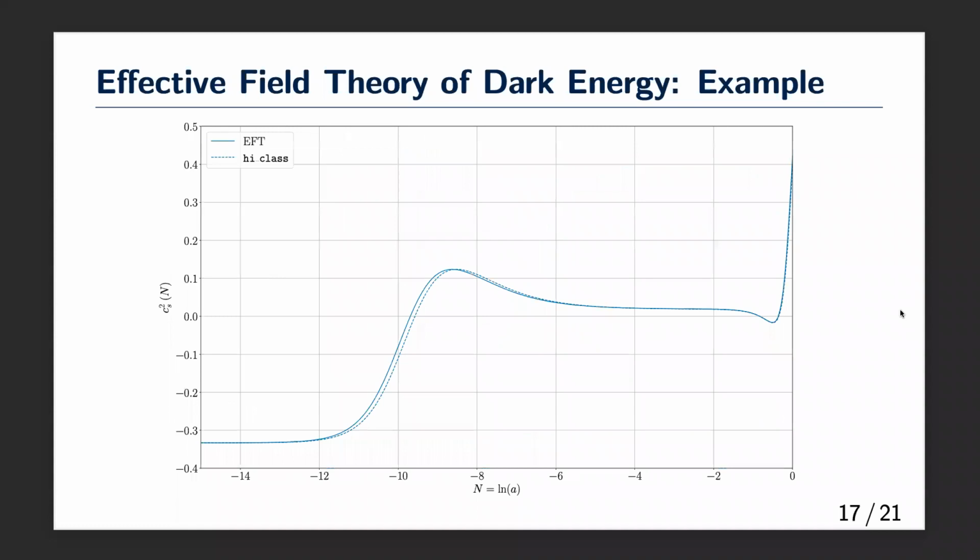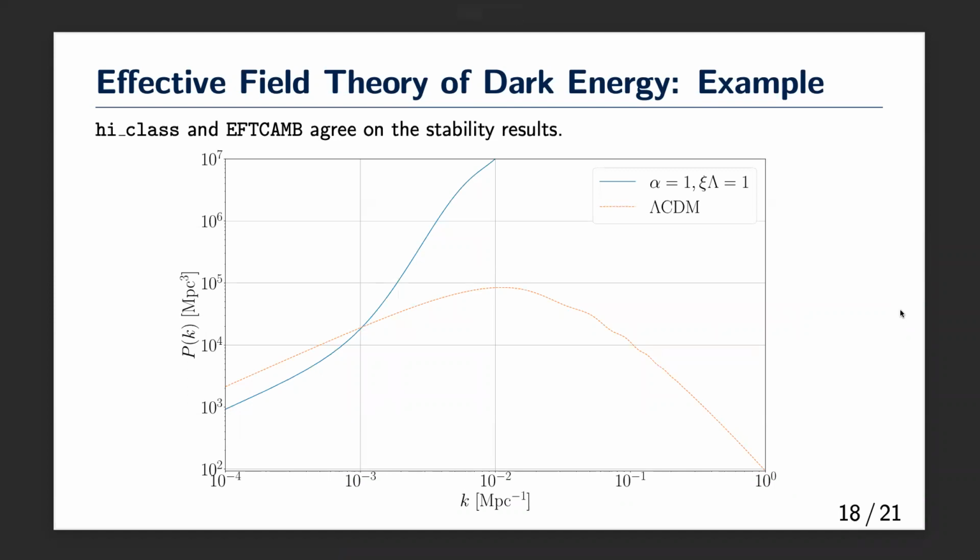But then what we also have to check again are the perturbations. So for instance, here we have the c_s squared, the velocity of the scalar perturbations. If you know something about modified gravity, you know that since we have some negative values here and also at late times, this means that we will find some instabilities. And indeed, if we check our results for the matter power spectrum, we find that it's completely unstable.